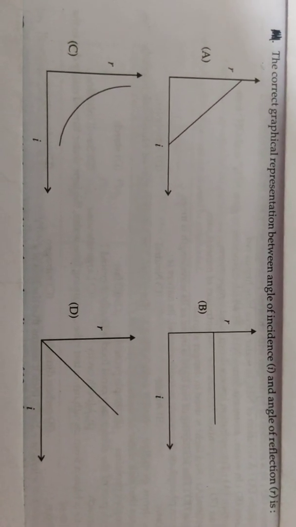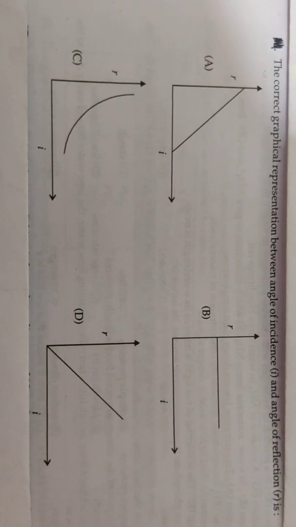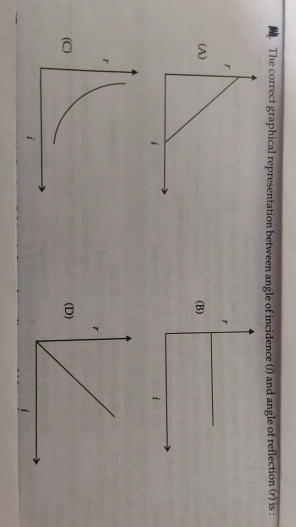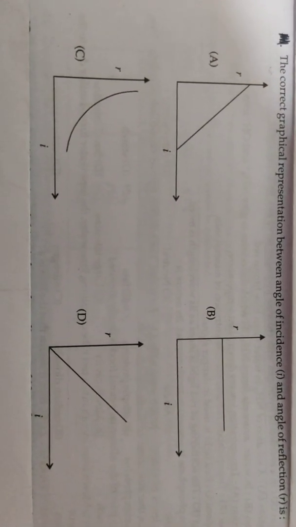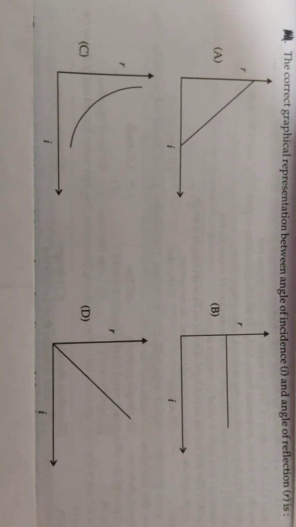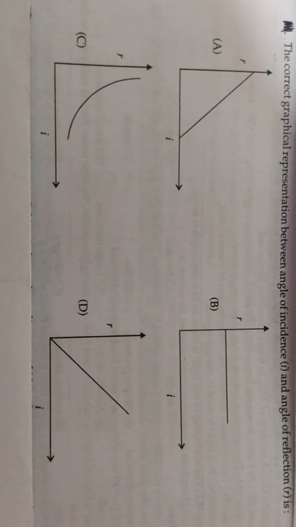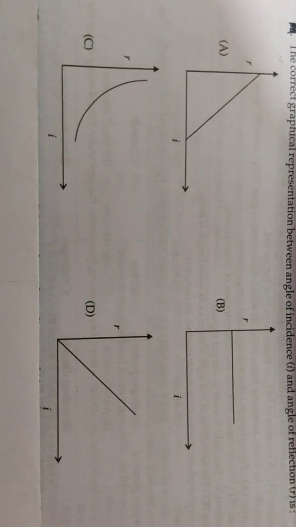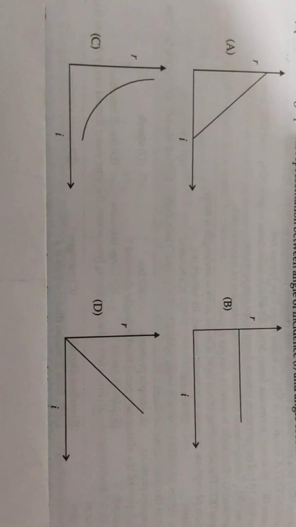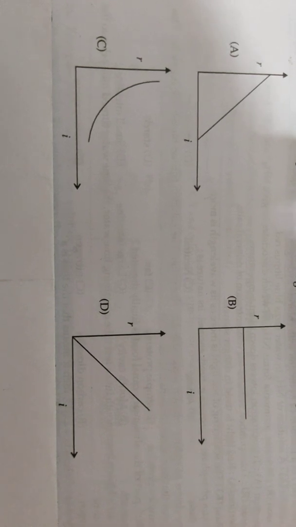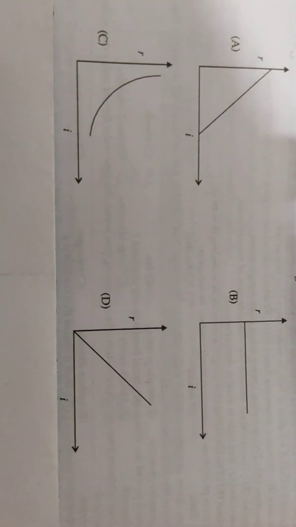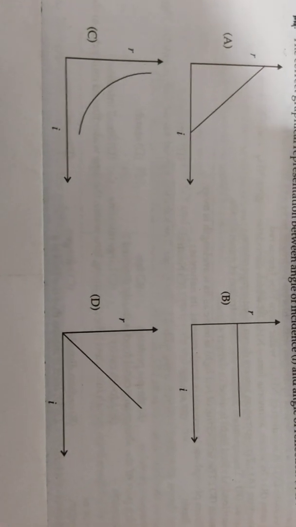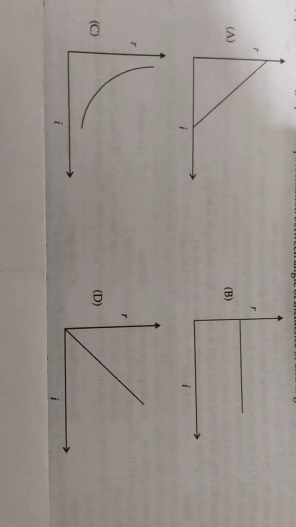The graphs are different in each case for I versus R. We know that as per one of the laws of reflection, I is always equal to R. And when we look at the options, D option seems to be correct because the graph is a straight line inclined to both the I axis and the R axis, and it seems to be inclined at 45 degrees to each of these axes.